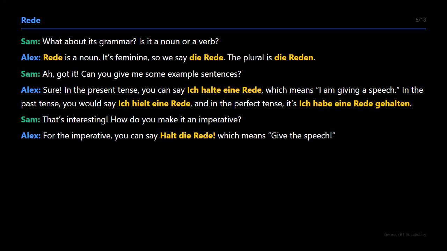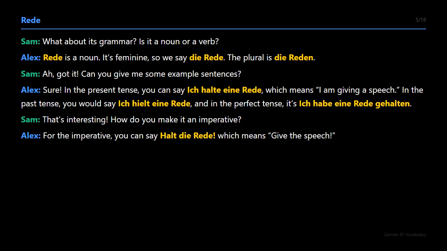Sure. In the present tense, you can say, Ich halte eine Rede, which means I am giving a speech. In the past tense, you would say, Ich hielt eine Rede, and in the perfect tense, it's Ich habe eine Rede gehalten.